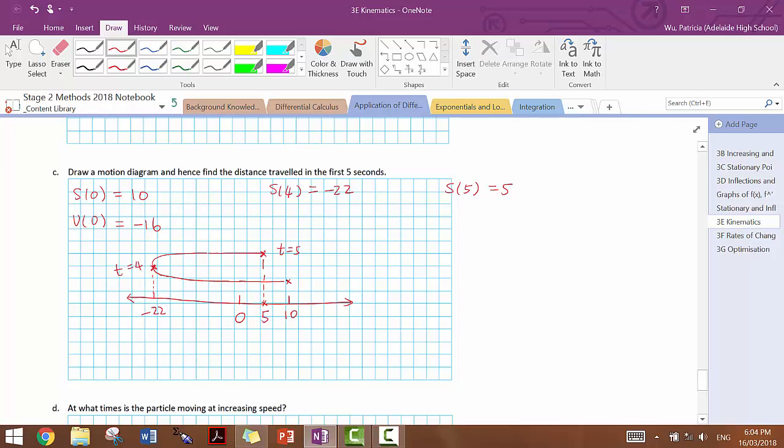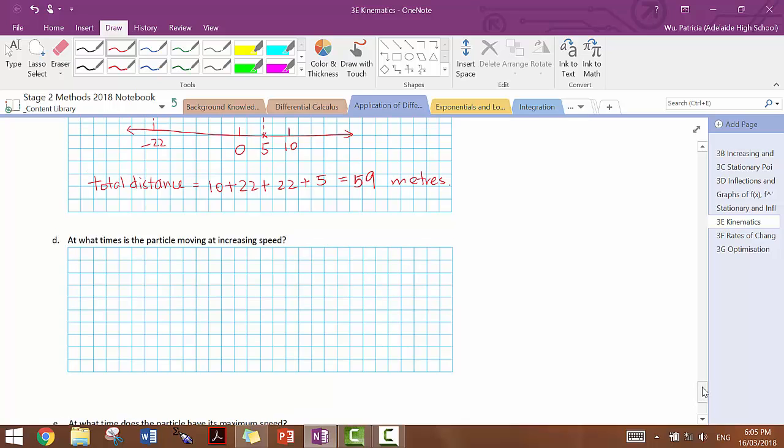And therefore, we can use this motion diagram to work out what is the distance traveled. So the distance traveled would be the first 10 meters plus 22 meters there, plus another 22 meters there, plus another 5 meters there. And that is 59 meters.